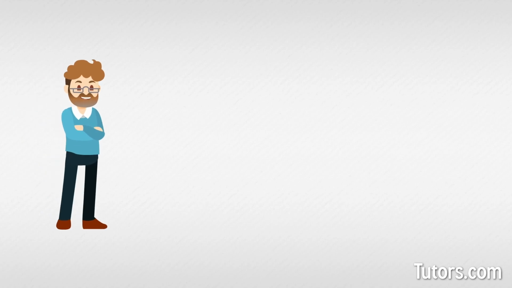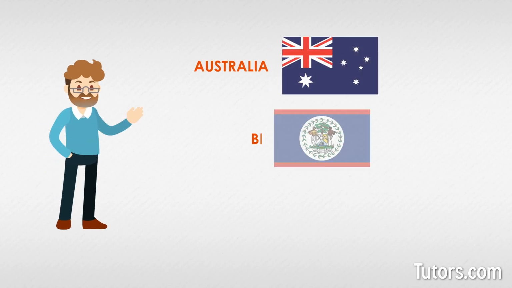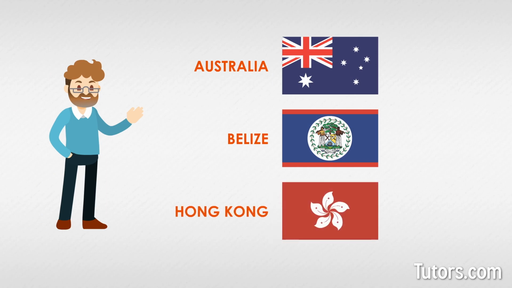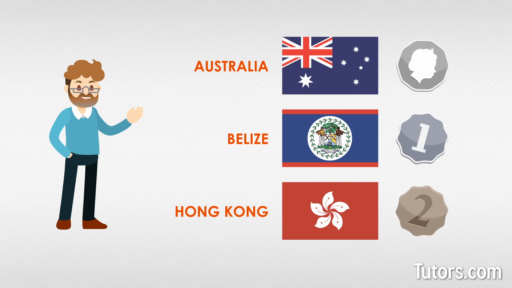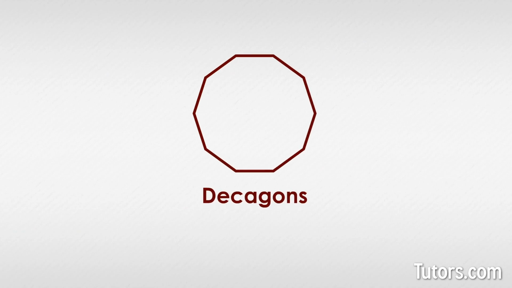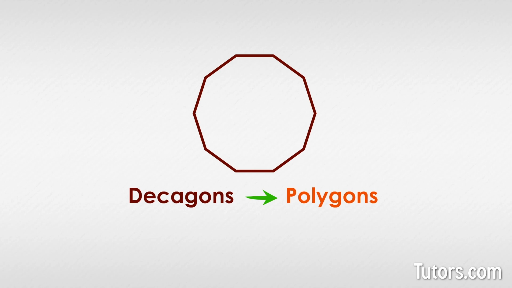Mathematics students from countries as far-flung as Australia, Belize, and Hong Kong may have everyday contact with decagons, since those countries have used the 10-sided shape in their coins. Decagons are polygons. Decagons belong to the family of two-dimensional shapes called polygons.